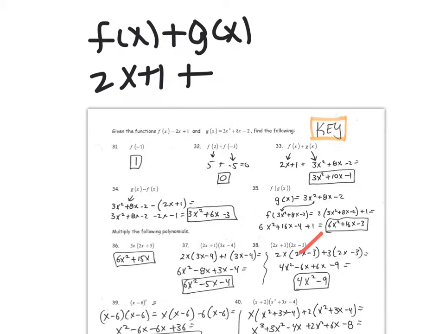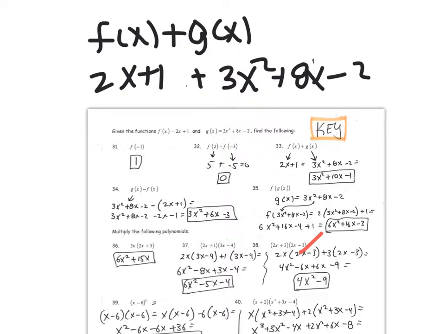If this was a negative, you would want to put this in parentheses because you would be subtracting everything from this parentheses. But it's positive, we're adding everything, so we can just make it a positive and not use parentheses. And this g of x is 3x squared plus 8x minus 2. And this is just a simple problem, combine all like terms.